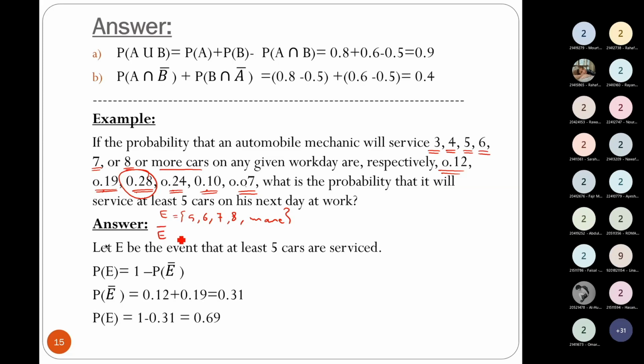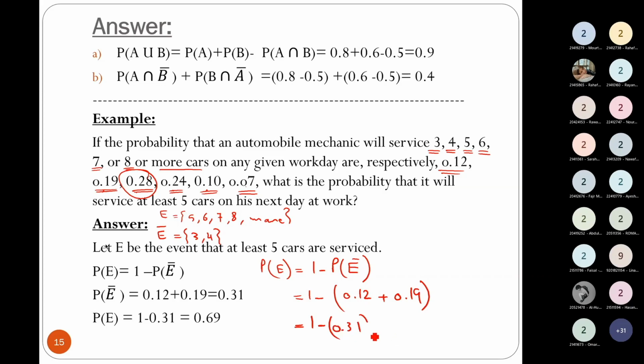Okay, the event E bar, the complement, equals what? Services 3 or 4. So if we need services of at least 5, meaning 5 or more, this equals 1 minus probability of the event complement. This is just 3 or 4. Probability of service 3 is 0.12, service 4 is 0.19. So we have 1 minus 0.31. That equals 0.69.